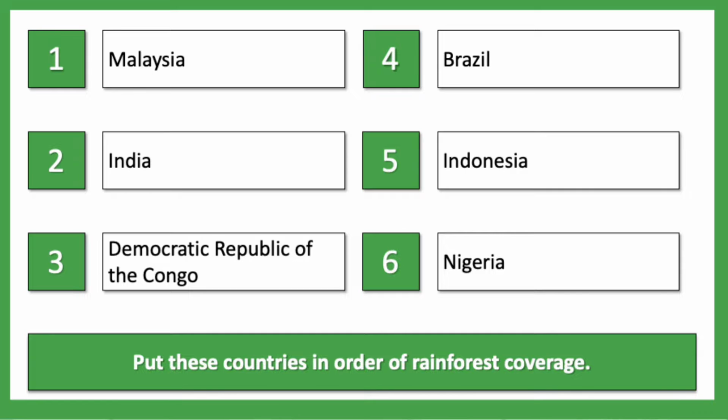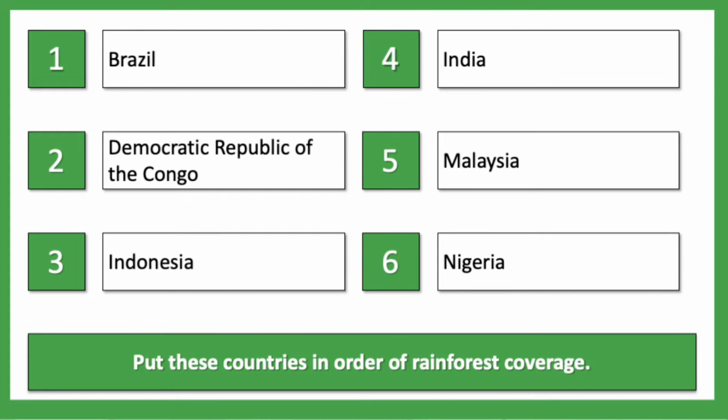Okay, let's reveal the answer. Unsurprisingly, we have Brazil in number 1. We've then got the Democratic Republic of the Congo in Africa. We have Indonesia. We've got India, which might be surprising to many of you. We've got Malaysia, which lots of you will have done as your named rainforest case study. And then in 6th place, Nigeria.